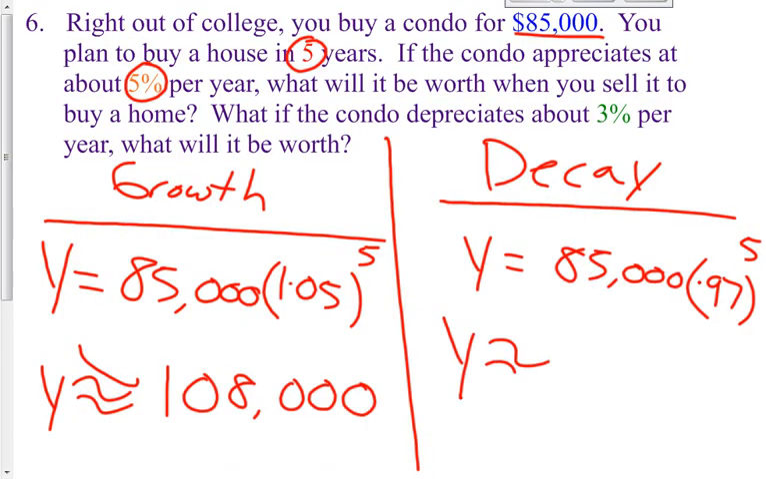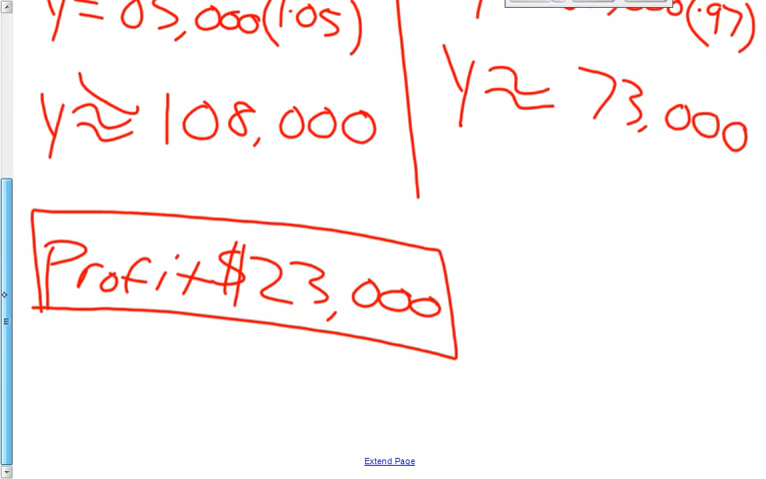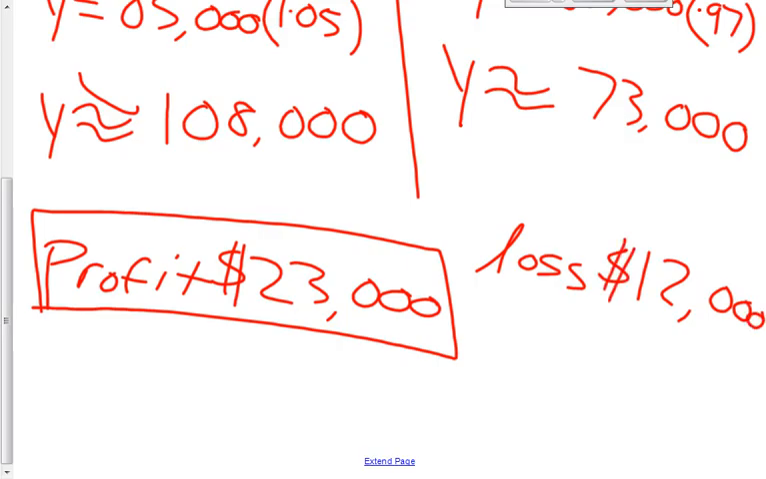Y is approximately 73,000. And you might be thinking, what? How in the world did I buy it for 85 grand, but I can only sell it for 73 grand? You just lost, what would that be? $12,000. So this is a pretty big deal, class.